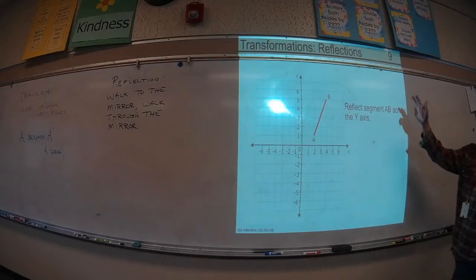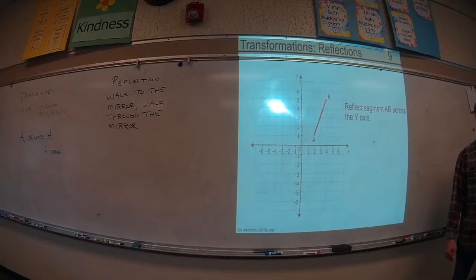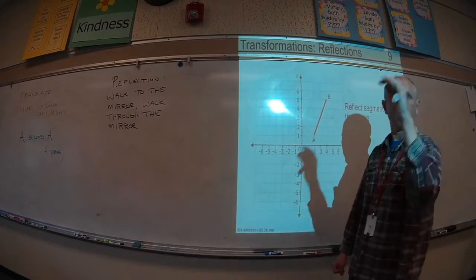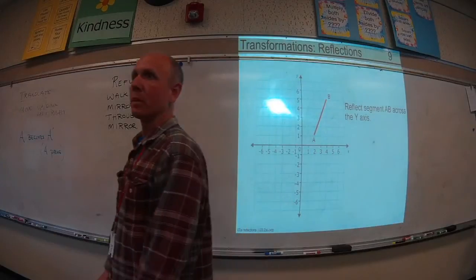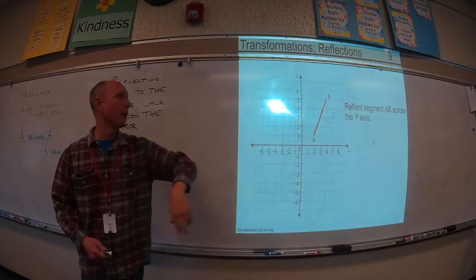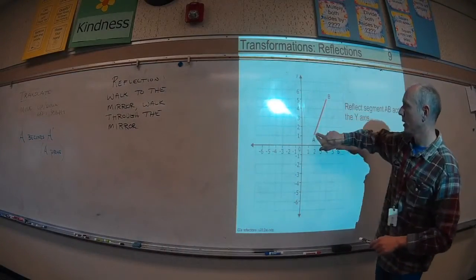We're going to reflect this segment. Show me with your arm, which way does the mirror go for this? You have options of this or this. Because I have to think where, because the mirror could be at different places. So the mirror is actually the y-axis. This is what I'm reflecting across.